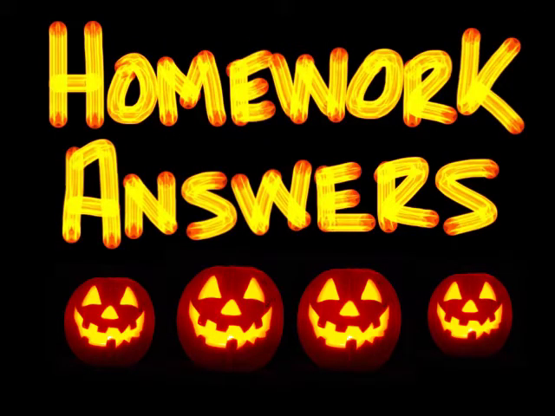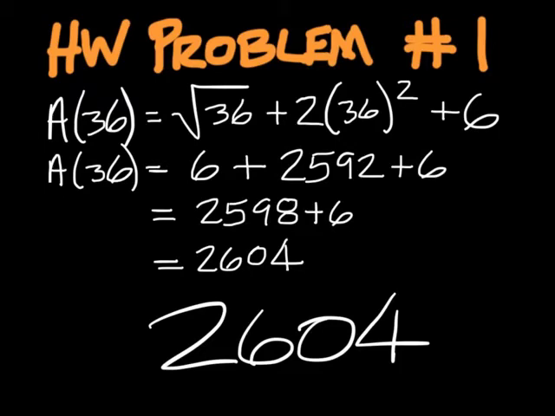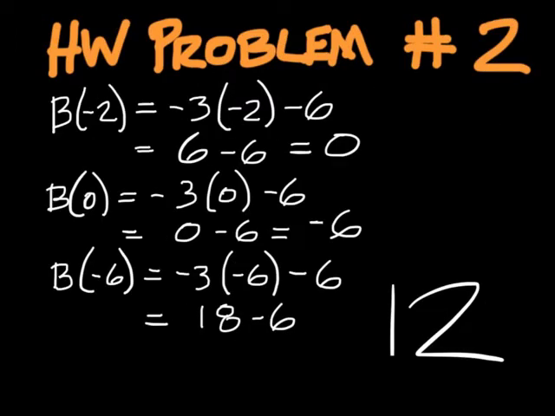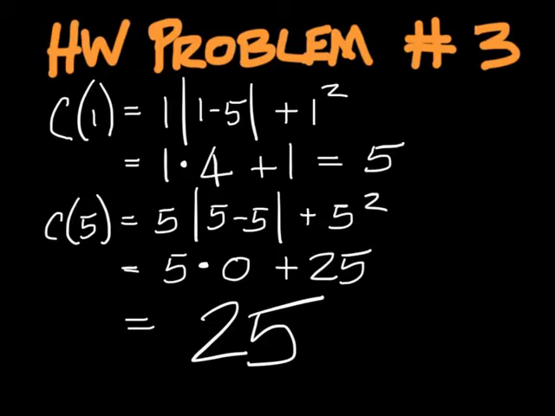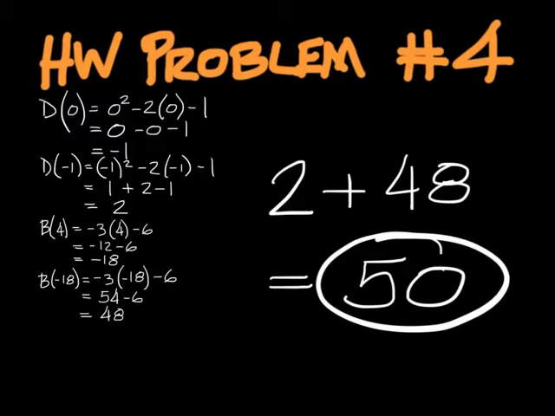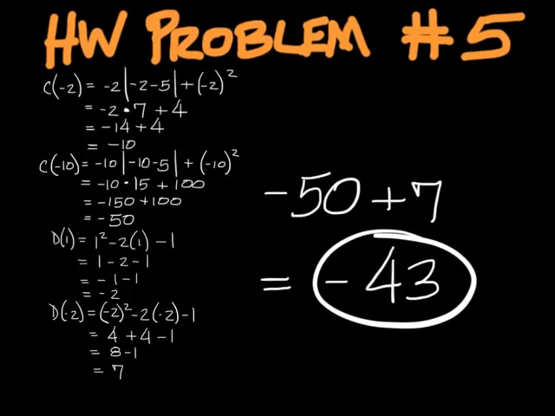Homework answers. I need to see 1, 2, and 3 first. Answer to number 1 should be 2,604. Number 2 is 12. Number 3 is 25. Number 4 is 50. Number 5 is negative 43.